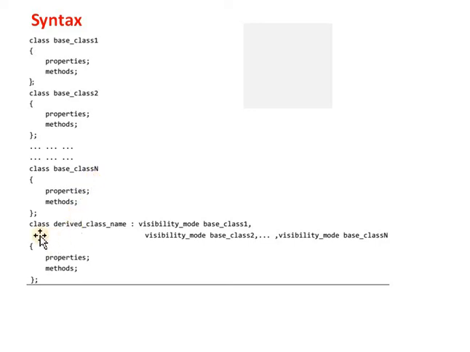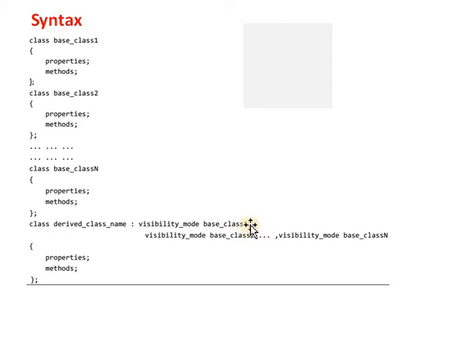How do we derive a class? We use the class keyword. After that class keyword, we write the derived class name. After the derived class name, we use a colon operator. After that colon operator, we specify the visibility mode. Then we inherit base class 1. Then again we use a comma operator. The comma operator is used for separating multiple classes in the inheritance.